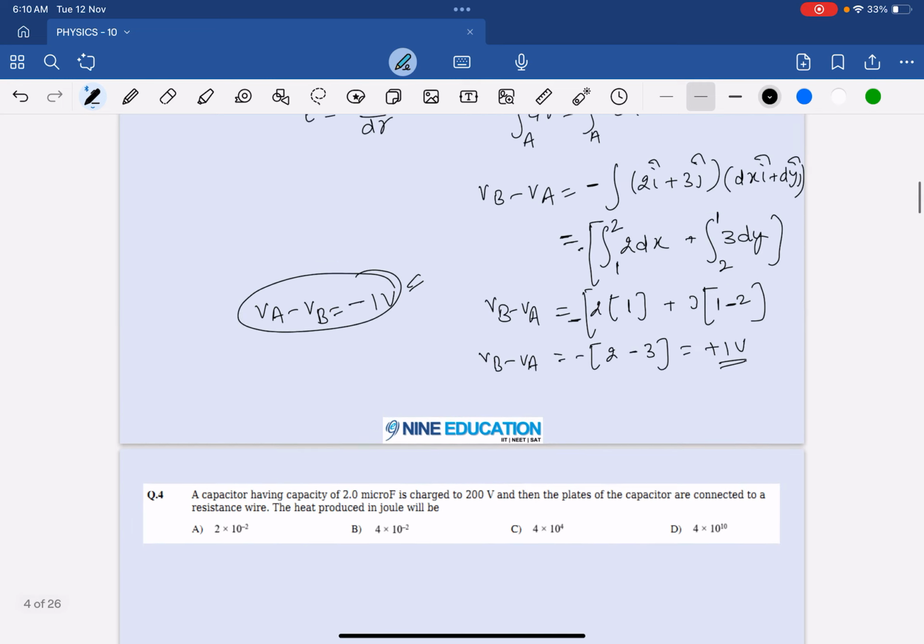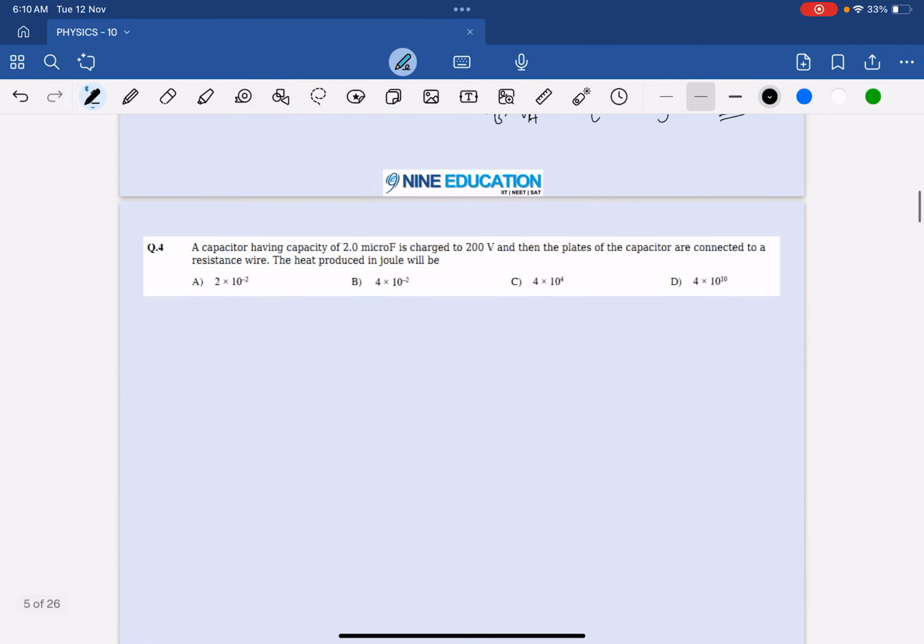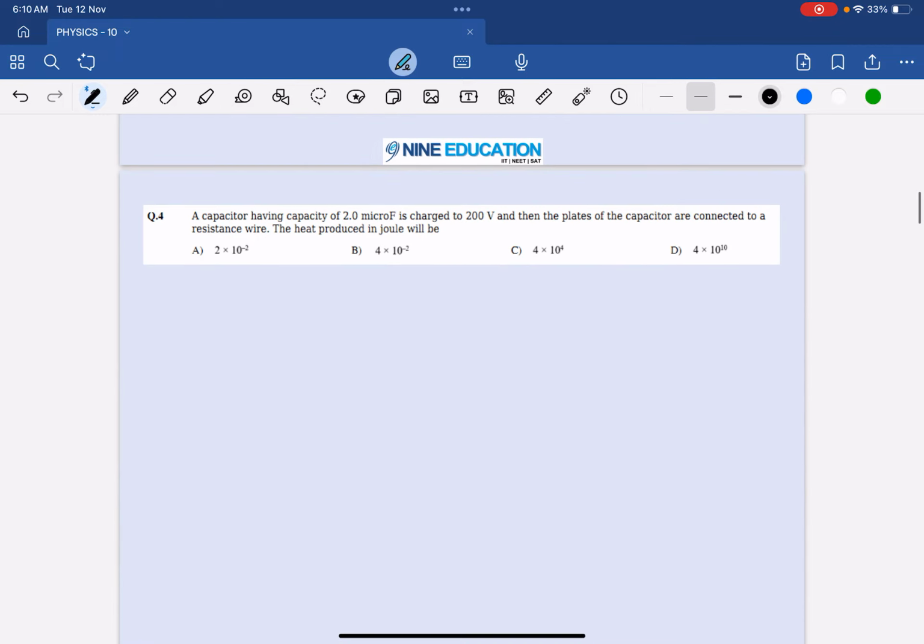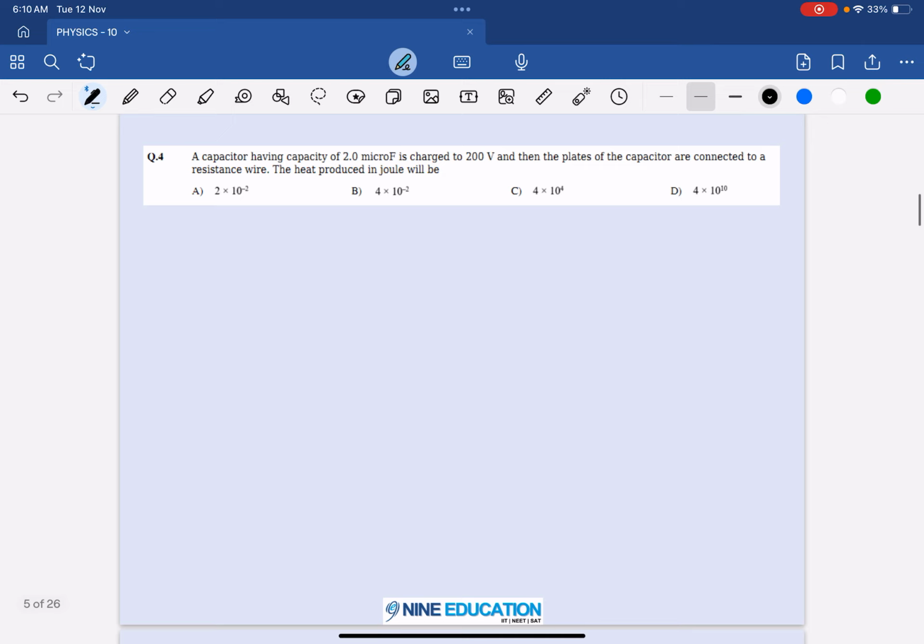So what do we have here now? We have next one, a capacitor having capacity of 2 microfarad. Okay, sir. What is the capacity? It is 2 microfarad charged to 200 volt. Okay. Plates are connected to a resistance of the wire. The heat produced in joule will be.